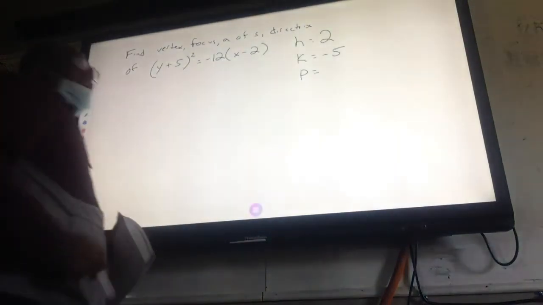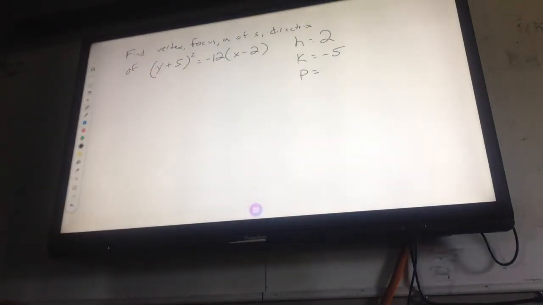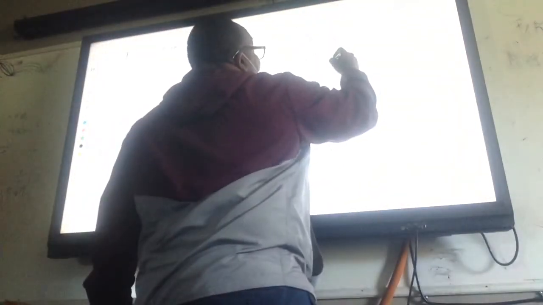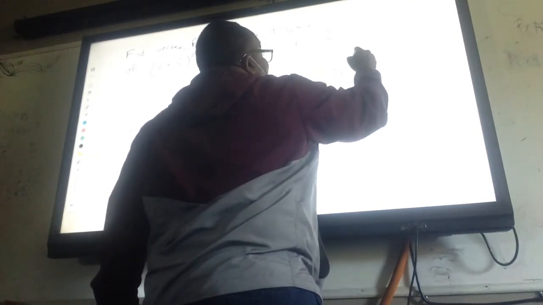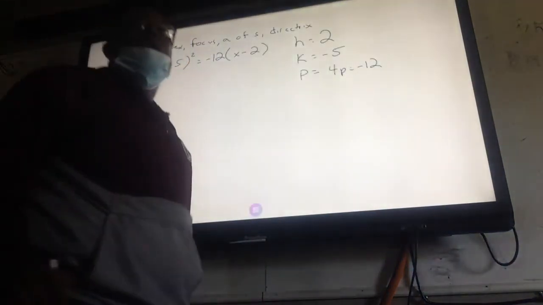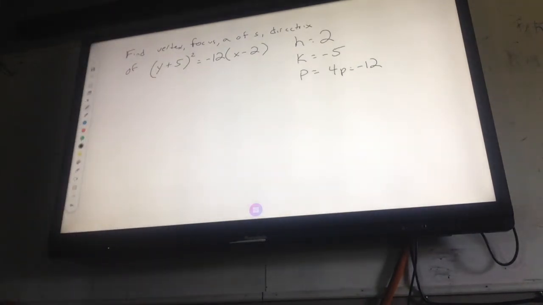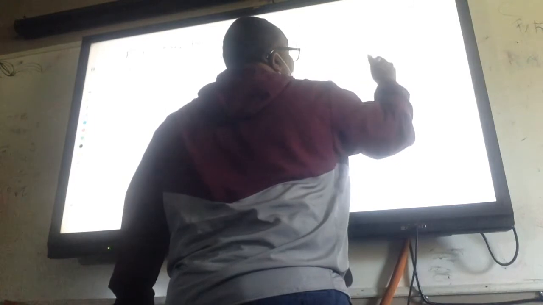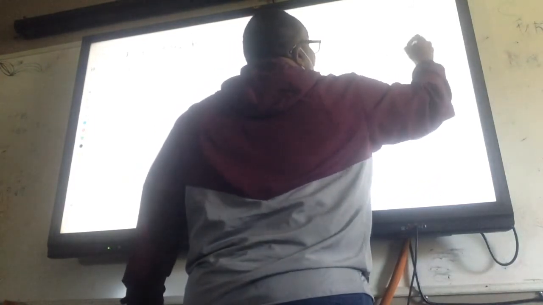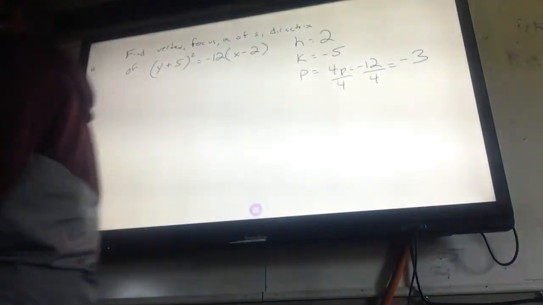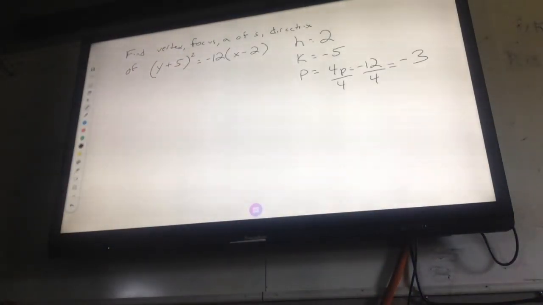So I got h, I got k. Now I got to find p. Where is P located? 12. Is that -12? But what does it say P is? 4 times P. So in order to find P, since I got -12 here, I'm going to say 4P is equal to -12, because I'm going to solve for P. I solve for it, and I find that P is actually equal to -3. So P is negative 3.